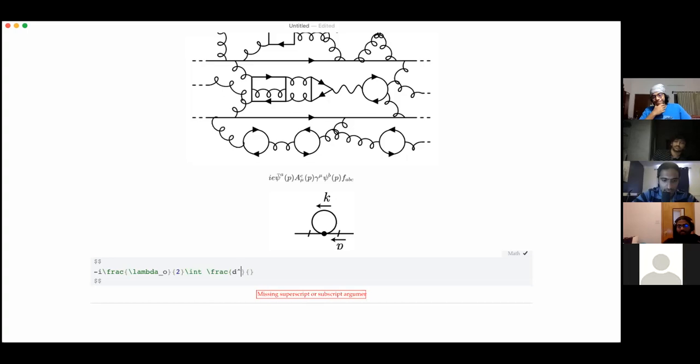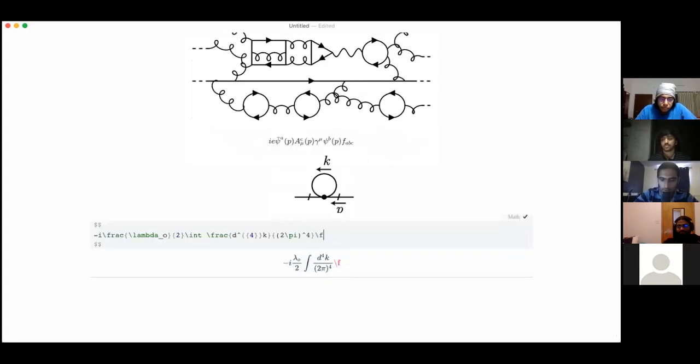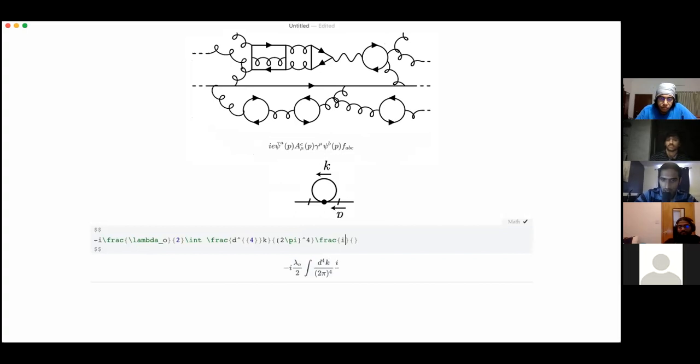So you have d^4k over here, and then you have some 2 pi to the power 4. And really, you just have one propagator going in a loop, right? And we know what the form of the propagator is. It's going to be i over k squared. Now this is really a 4-vector. Remember that. I don't think this is the best notation for 4-vectors.